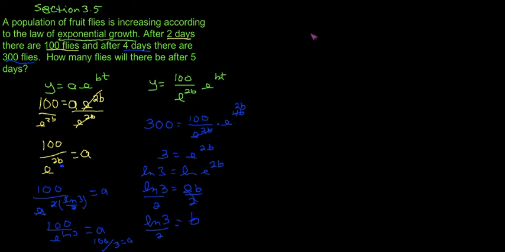So now I know what y equals. I know my a value is now 100 over 3, times e. And now for our last part on this one, we know it's going to be after 5 days. And again, how many flies? So the y we don't know, the t we do. So we're going to put 5 times b up on top. Alright, so we got that set up.